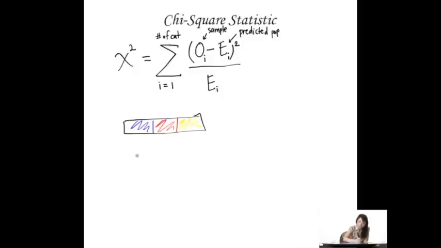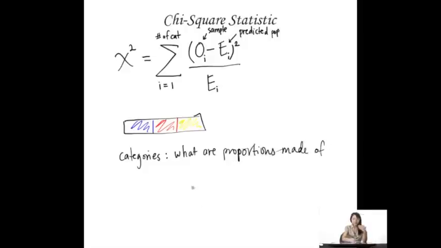So number of categories. Categories really speak to what the proportions are made of. And so in here we have 3 categories, so we would do this 3 times and add those proportions up. And we want to eventually be able to find the observed frequencies and the expected frequencies.